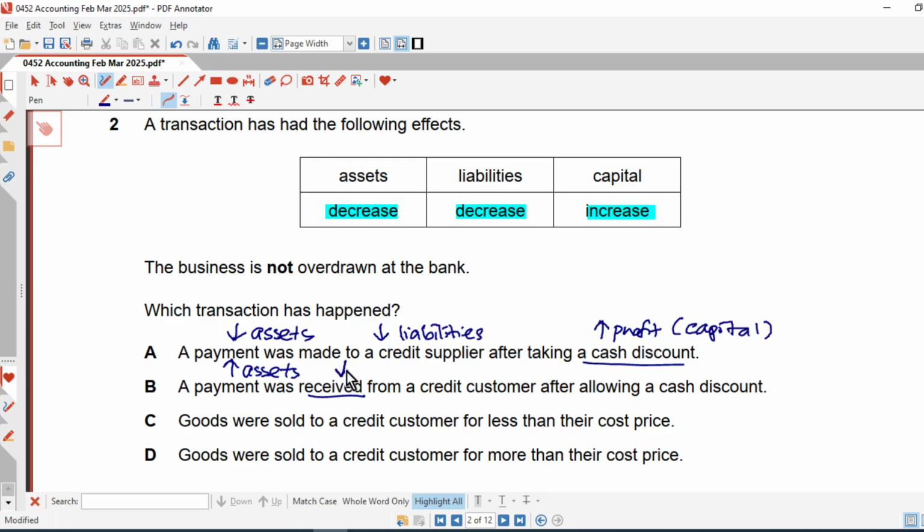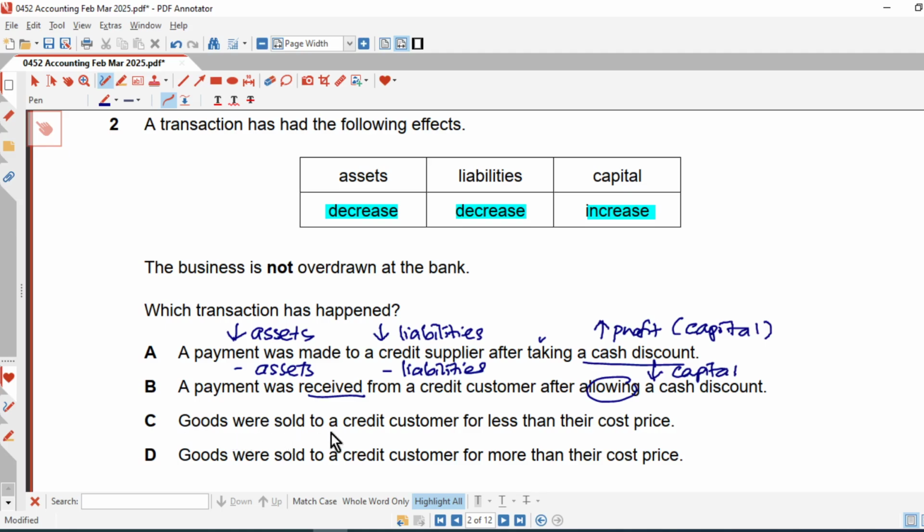Payment received from a credit customer, so you increase your assets at the same time you reduce them again. So basically it knocks off. There's no effect to assets, right? So you debit your bank, credit your receivable. It's going to neutralize things. So no effect to assets, no effect to liabilities after allowing a cash discount. So here we took a discount, here we allowed. So I gave a discount. That would reduce profit, which would reduce capital. So B is not the right option.